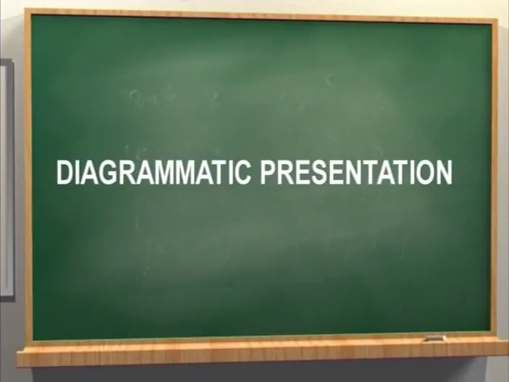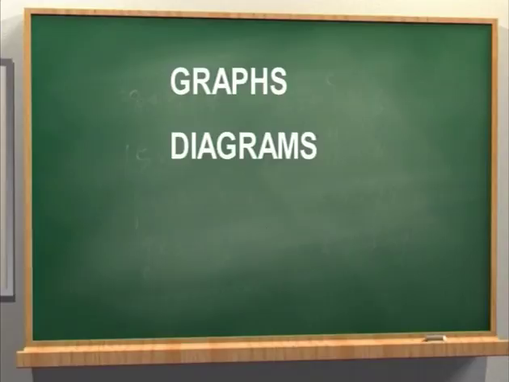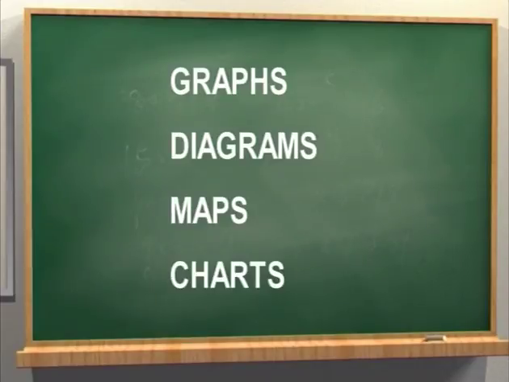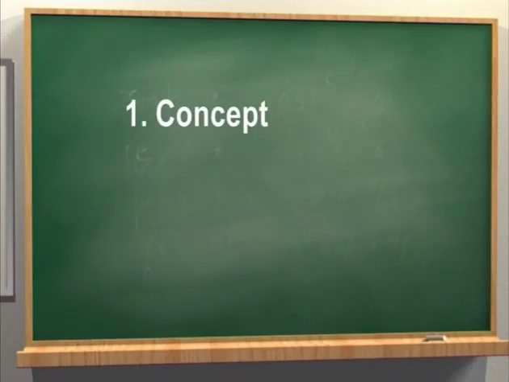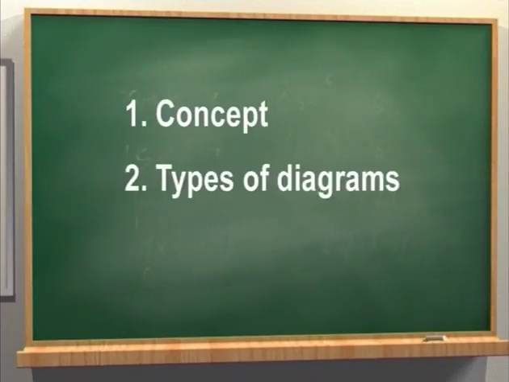Now, we will be looking at the diagrammatic presentation. Besides the tabular form, the data may also be presented in some graphic or diagrammatic form. The transformation of data through visual methods like graphs, diagrams, maps, charts is called representation of data. It is often said a picture is worth 1,000 words. They attract a reader's attention to what they are supposed to convey about the data. Let's describe the concept, types of diagrams, and types of variables.